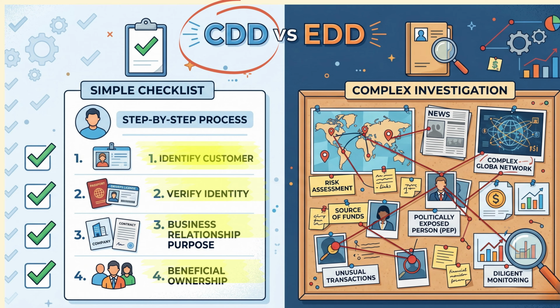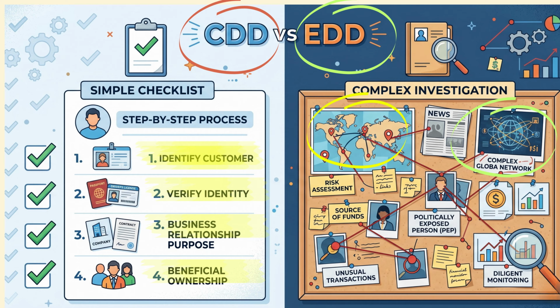However, this baseline is not always sufficient. In many cases, risk is not immediately visible. A customer may appear legitimate on the surface, but may be connected to high-risk jurisdictions, or operate through complex corporate structures as mentioned earlier. These types of risks require a more investigative approach. This is where enhanced due diligence, EDD, comes into play. EDD is not simply an extension of CDD. Understand it as a much deeper process designed specifically for high-risk customers.